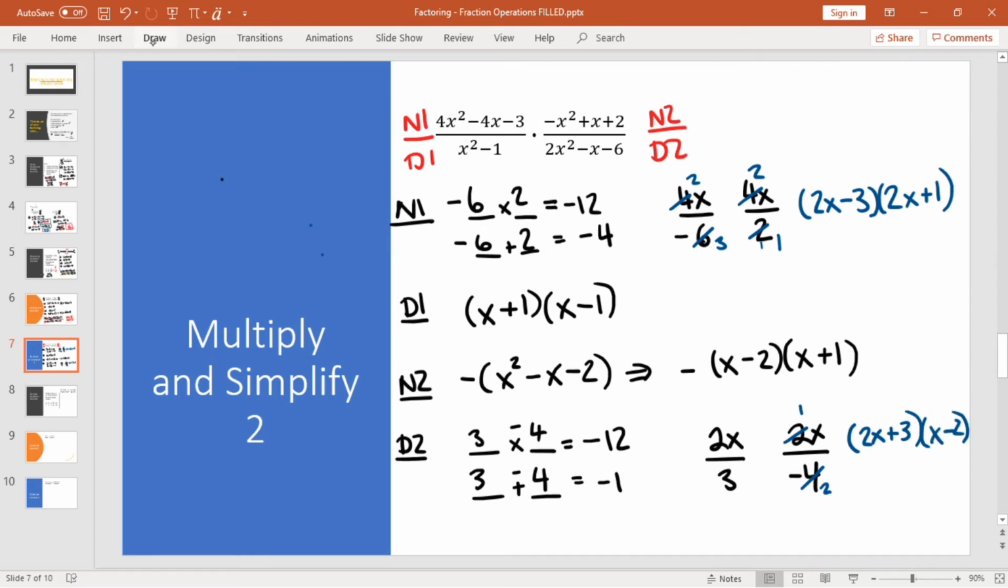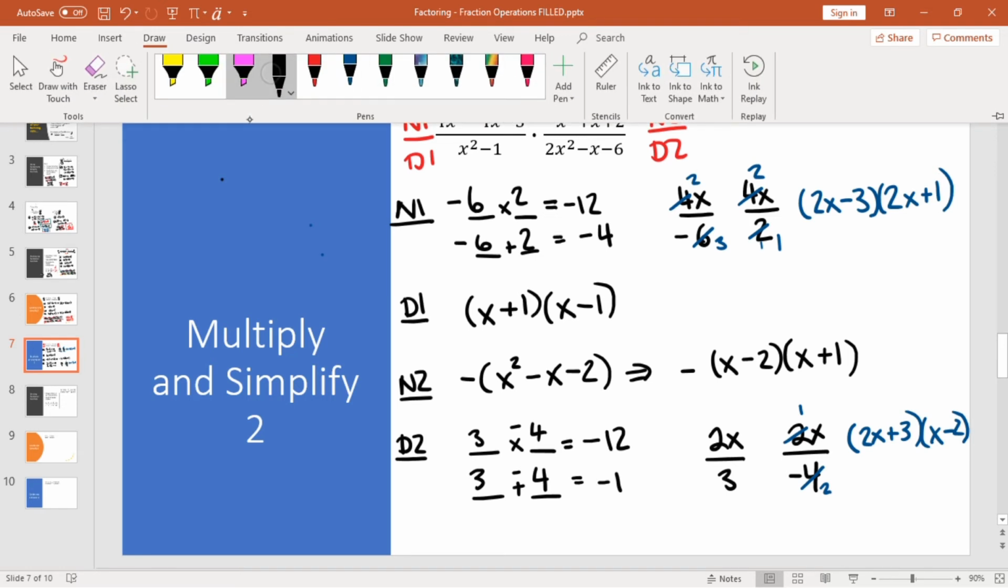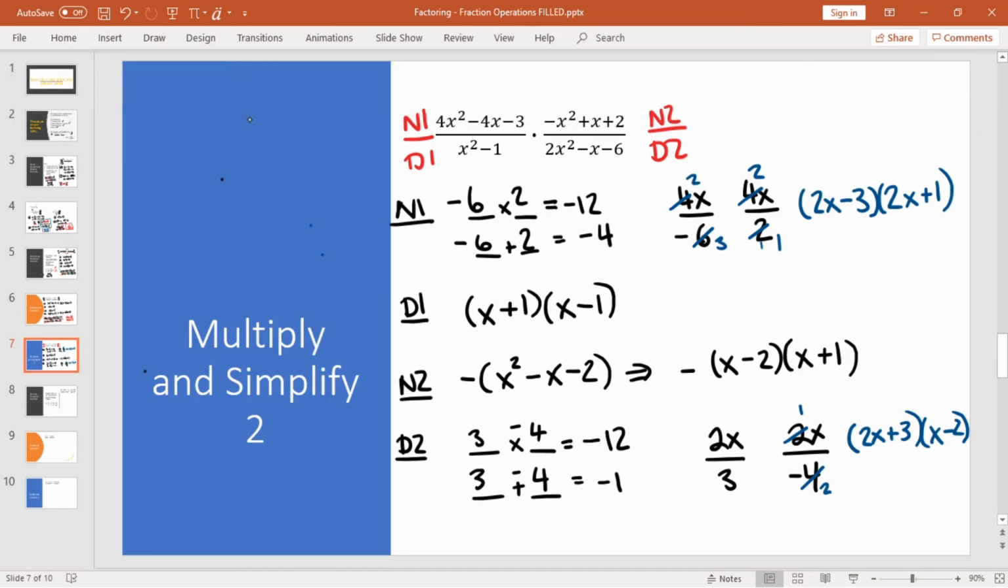Okay, so I'm going to try and take this over into the blue area to continue on. So I'm going to put everything together from the numerator. I have numerator 1 is 2x minus 3, 2x plus 1. And numerator 2, there's a negative. I'm going to put that in front so I don't lose it. X minus 2, x plus 1. And I'm going to put that entire thing over denominator 1 times denominator 2.